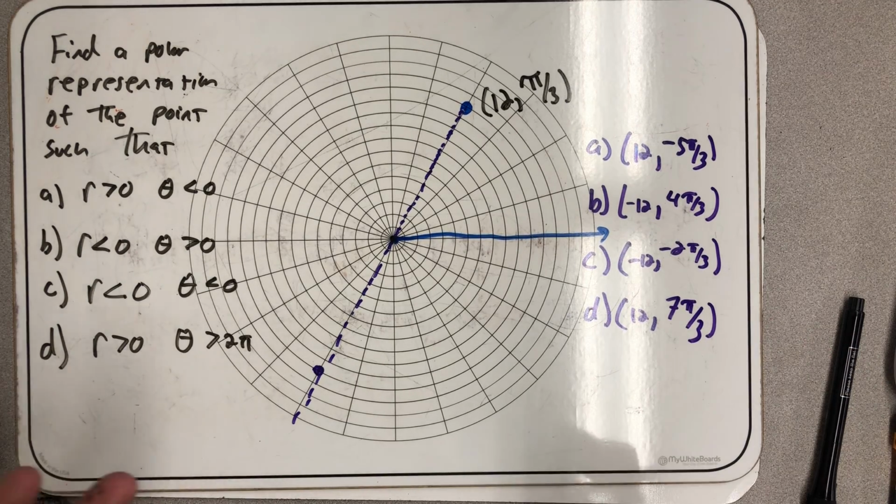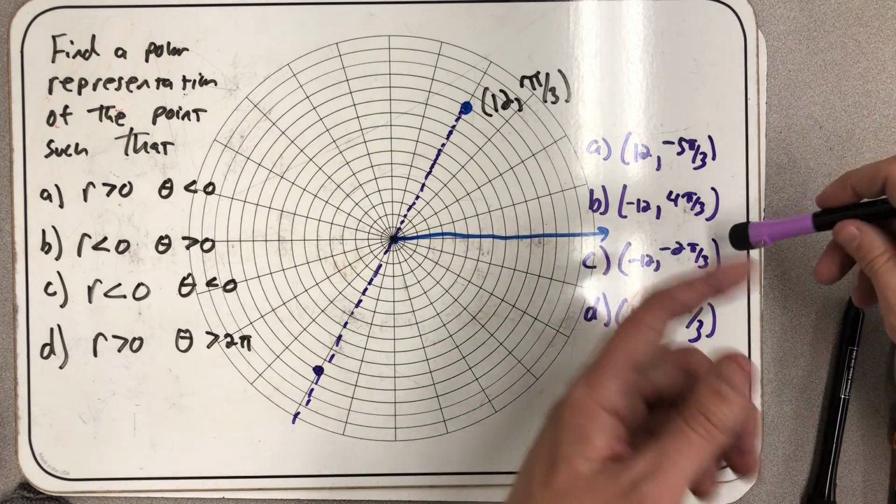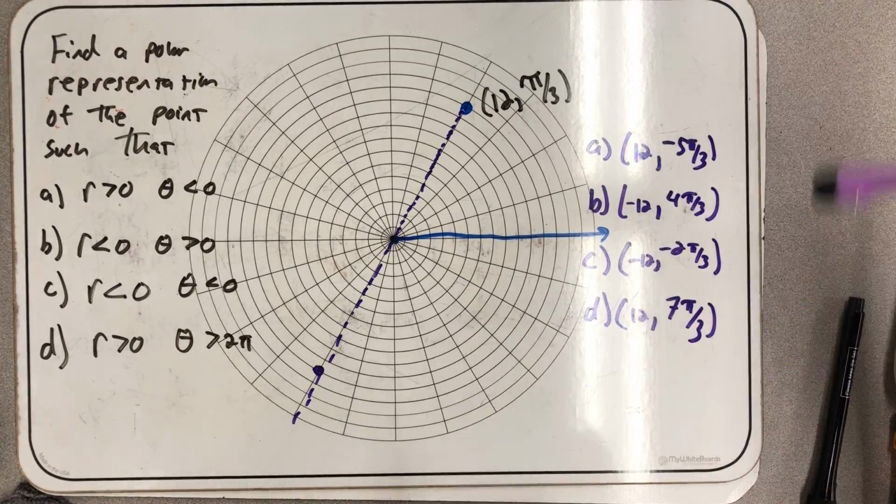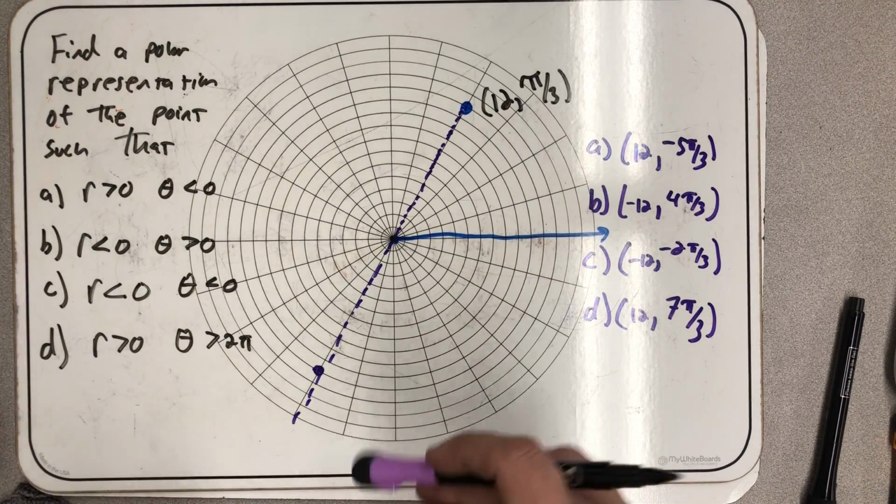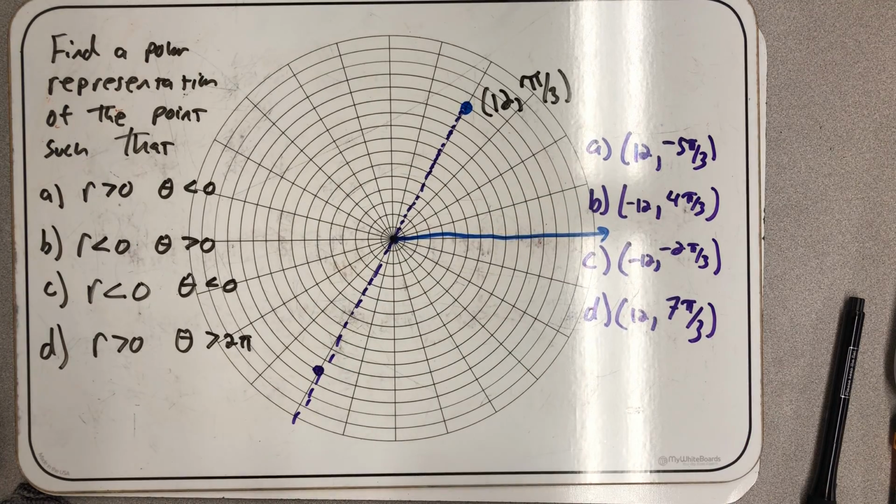And there I found multiple representations, and now I can imagine that if I just add and subtract 2 pi's to any of those angles, I end up with infinitely many polar representations for that point.